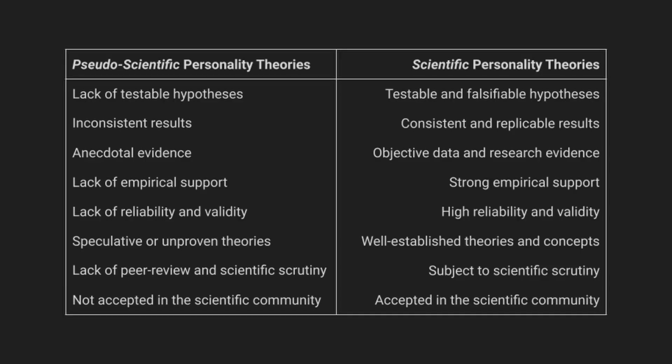A scientific personality theory in comparison, something like the Big Five, is based on testable and falsifiable hypotheses. It shows consistent and replicable results. It's based on objective data and research evidence. It has strong empirical support. It displays high reliability and validity. It's based on well-established theories and concepts. It has been peer-reviewed and is subject to scientific scrutiny, and it's widely accepted in the scientific community.